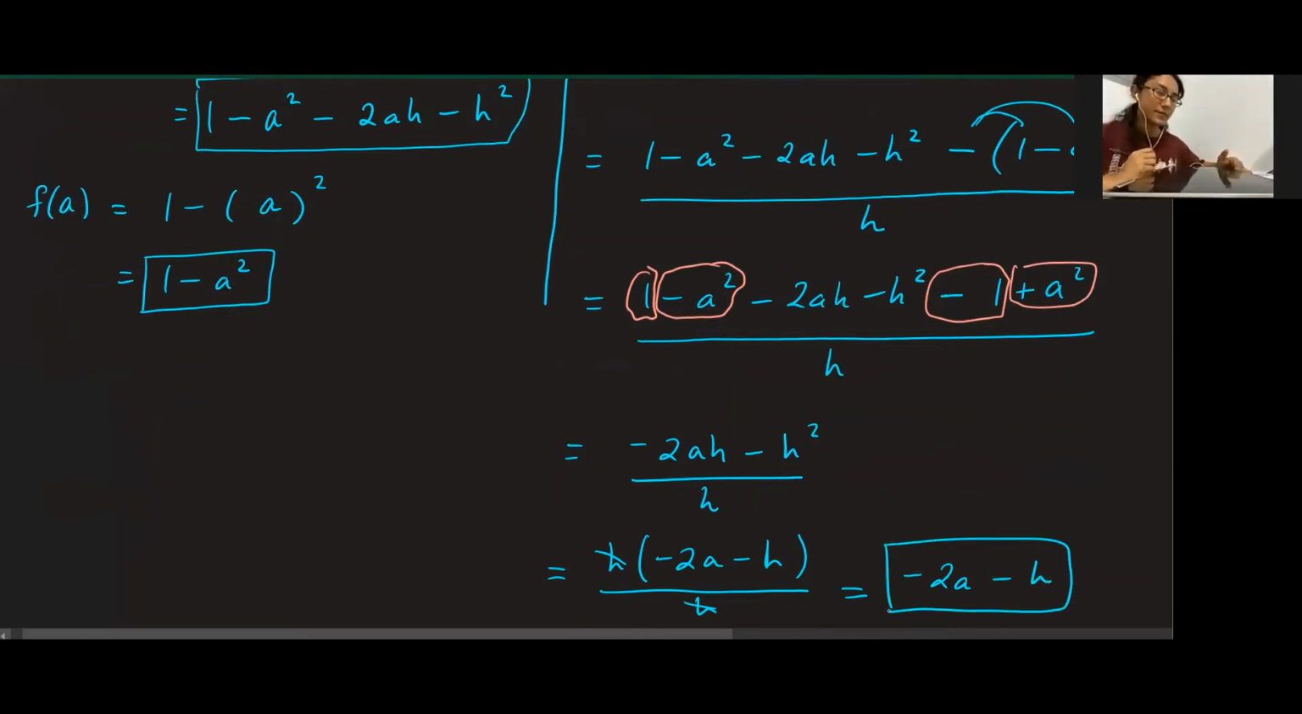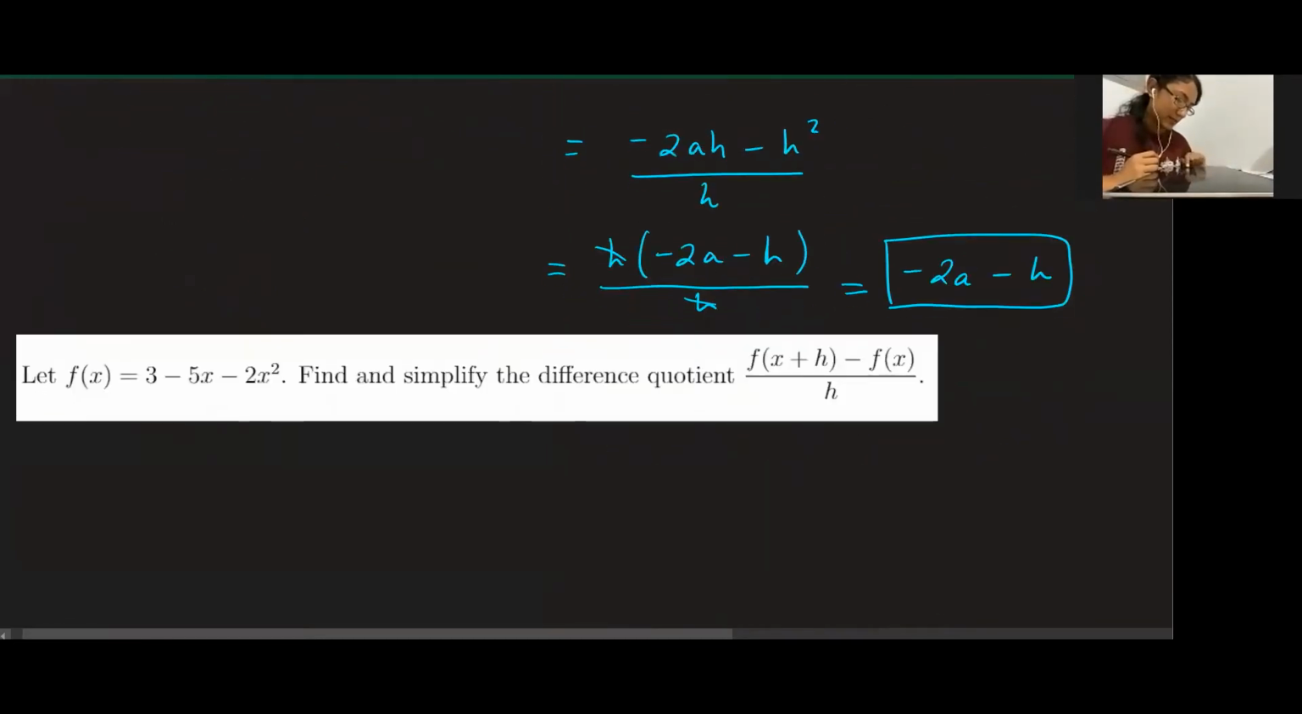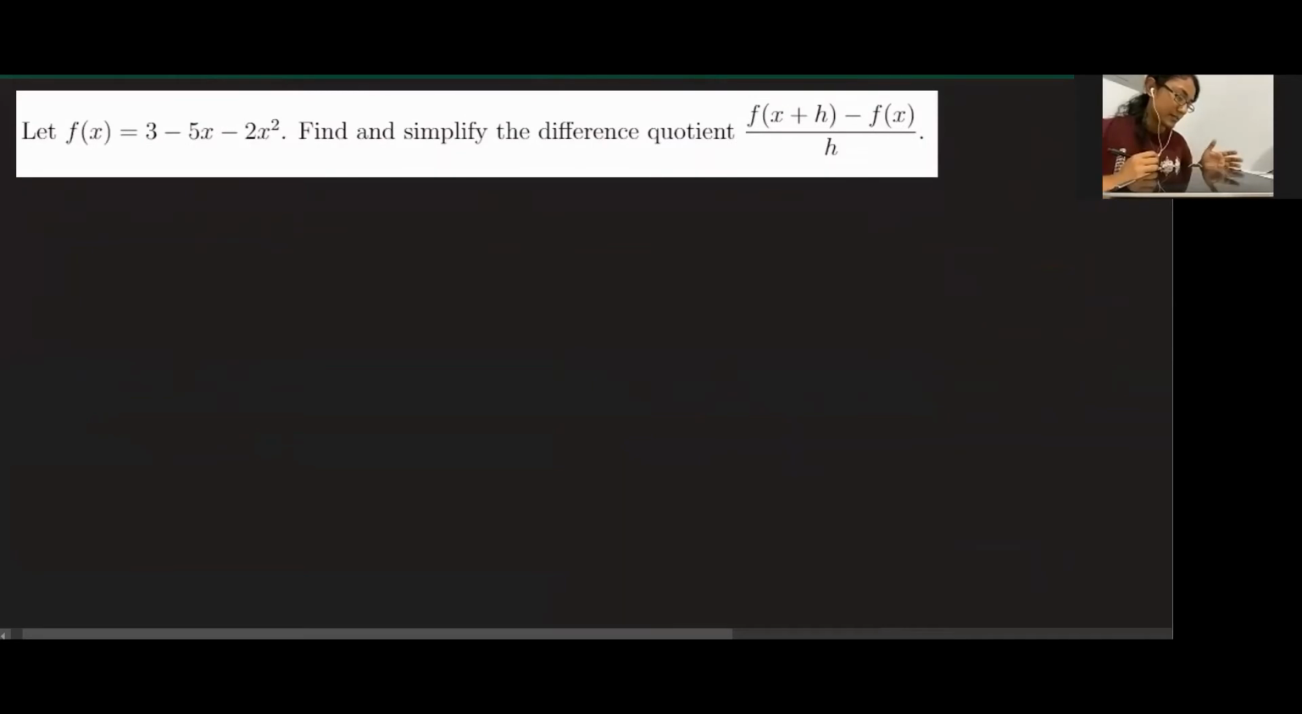Okay, I hope this makes sense. Let's try another example. Now take a look at this one. Very similar, but it's a different setup for the difference quotient. So let's go ahead and find each piece and then we'll plug them into the formula. So given f of x, we want to simplify that expression. So let's find f of x plus h. So now we're going to input x plus h everywhere there is an x in the function.